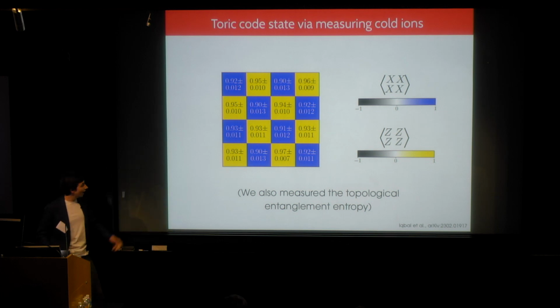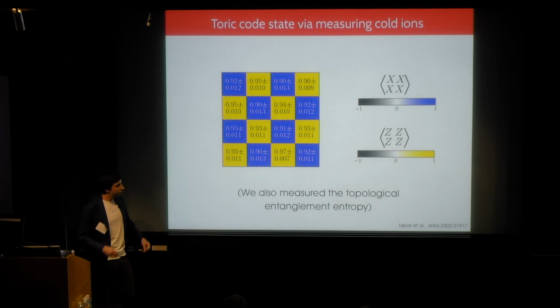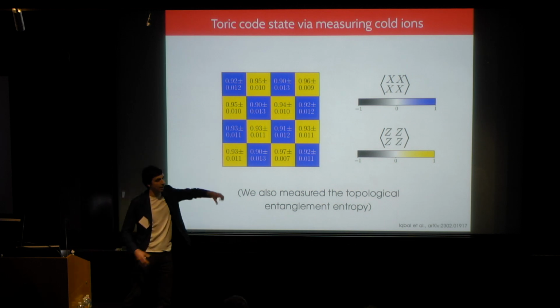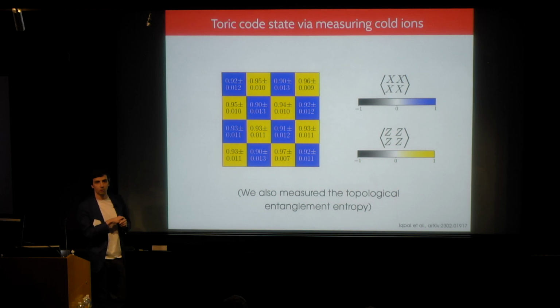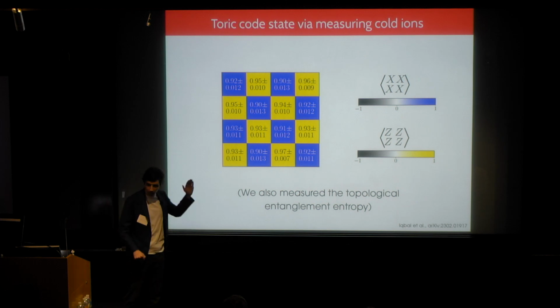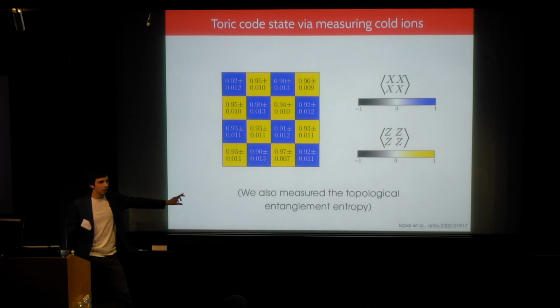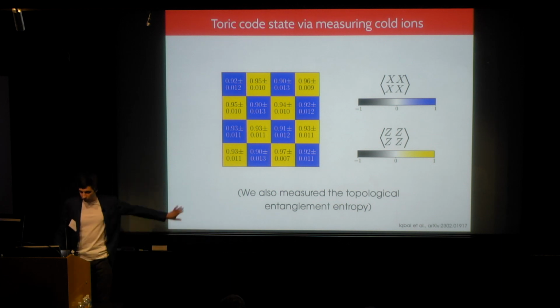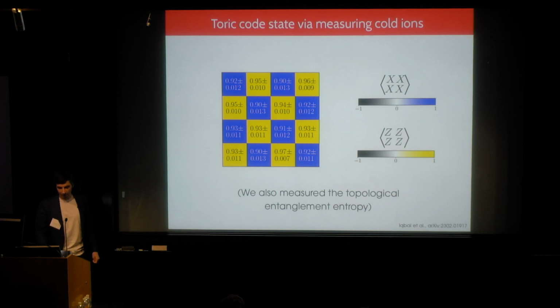So this is the experimental outcome of doing exactly the steps I just mentioned. Here I'm plotting the expectation values that you measure afterwards over the quantum state. If we hit the ideal toric code, all these numbers would be 1. Of course, reality makes them slightly smaller, but you still get kind of close. We also measured the topological entanglement entropy. Just in the interest of time, I didn't include a slide about that.